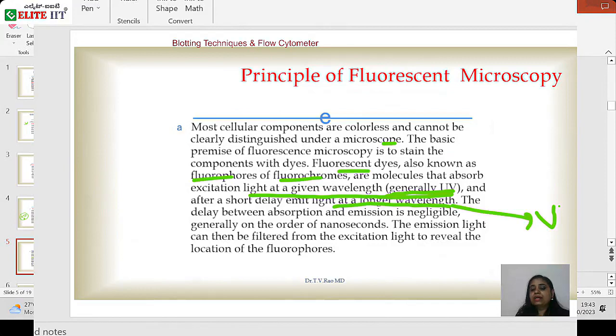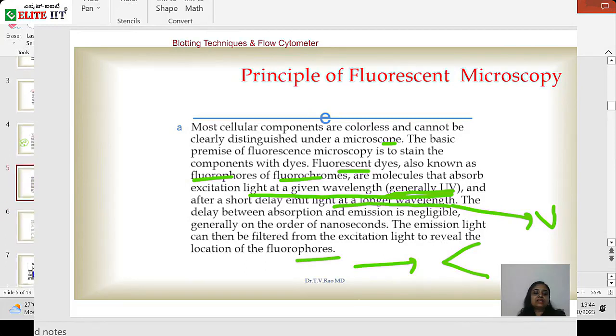I have given an example of a chromophore in fluorometry. In that case, 515 nanometer and 575 nanometer detection was done. So that means the same thing: the wavelength is higher, in the visible region, the wavelength of the emission light. Now the delay between absorption and emission is negligible. Generally, as soon as absorption happens, the emission of light also happens immediately. Now, emission light can then be filtered from the excitation light to reveal the location of the fluorophores. This way, determination is done, nothing else.